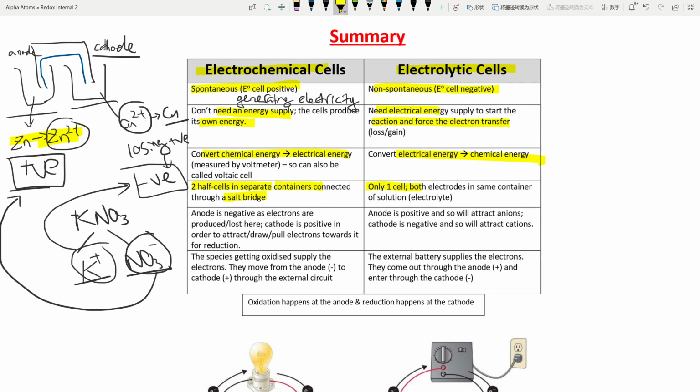Next one. Now, this is a big one. In an electrochemical cell, the anode is negative because electrons are produced; remember, loss of electrons is oxidation. The cathode is positive because that will attract electrons towards it. Whereas in an electrolytic cell, the anode is positive and the cathode is negative. You can think about it this way. Let me show you the diagram.